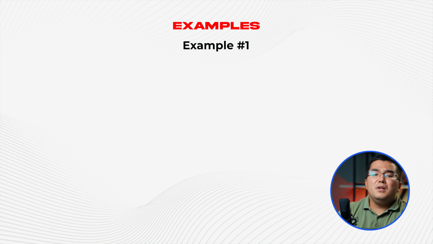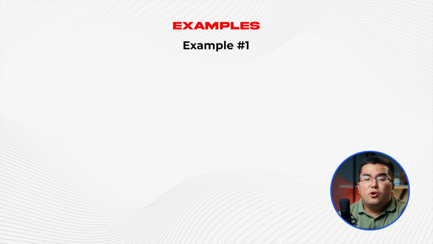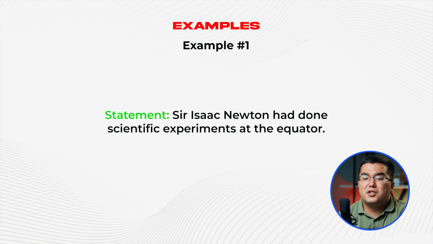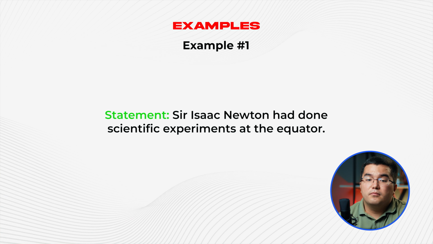Example 1. I read the statement: Sir Isaac Newton had done scientific experiments at the equator. So what are the keywords? I have Newton, I have equator, and I also have these done experiments. So what I do, I come back to the passage and find the relevant information about Isaac Newton. I can find the information about Isaac Newton. I see the word equator, but I cannot find information about scientific experiments.